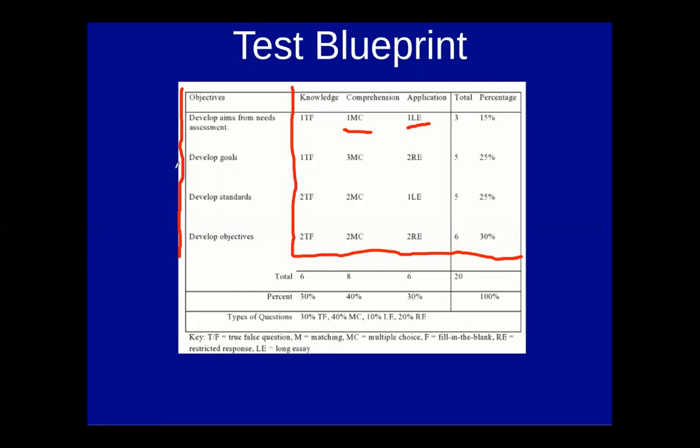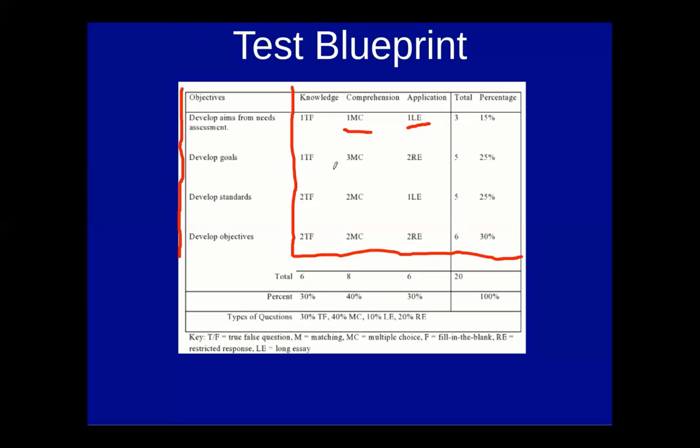For example, for developing goals, I have one true or false question. That's the knowledge-based level of Bloom's taxonomy. 3 multiple choice, 2 restricted answer, which is a form of fill in the blank, I believe, or something along the lines of short answer, excuse me, right there. And then it goes on from there.